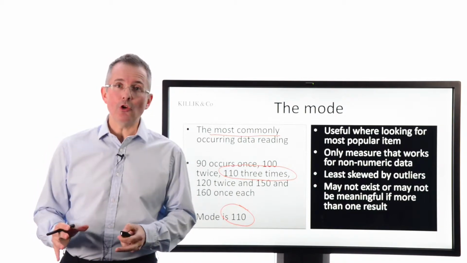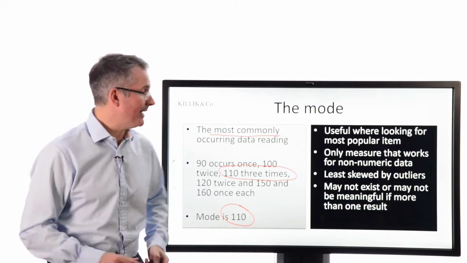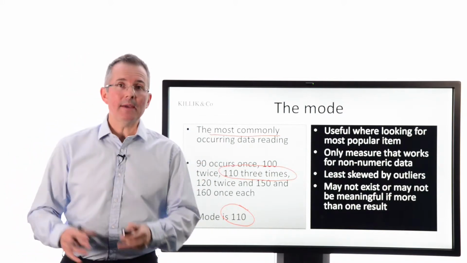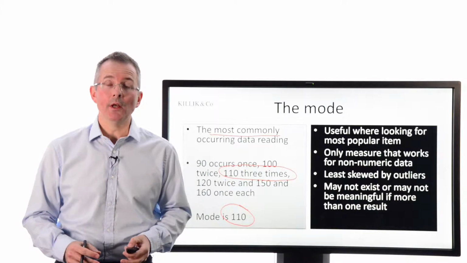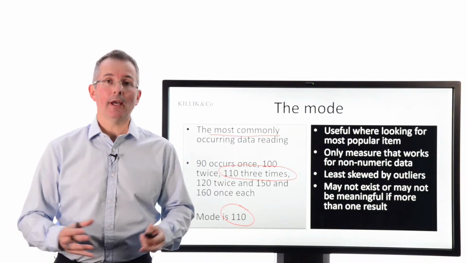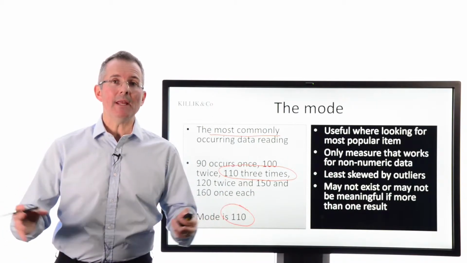It's the least skewed by outliers, which is an advantage it has over the mean and the median. The problem is it may not actually exist, or you may get more than one. So like all these measures, it has pros and cons. So they have it: mean, median, and mode.